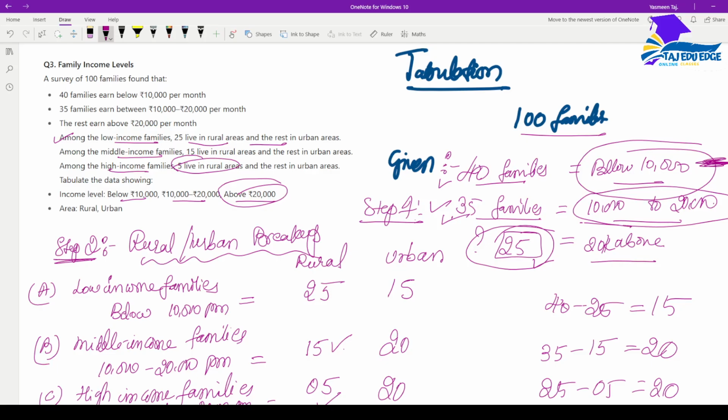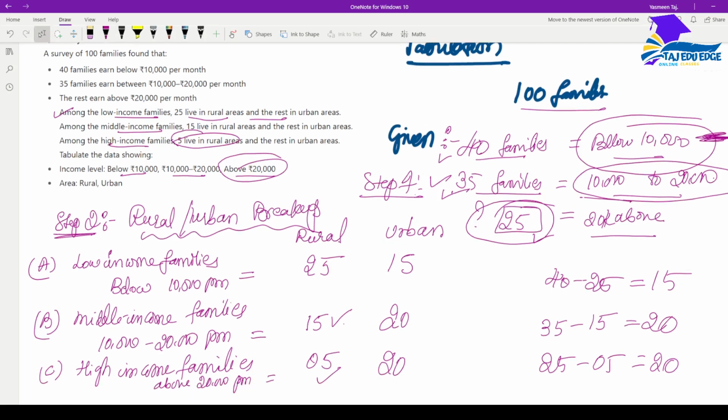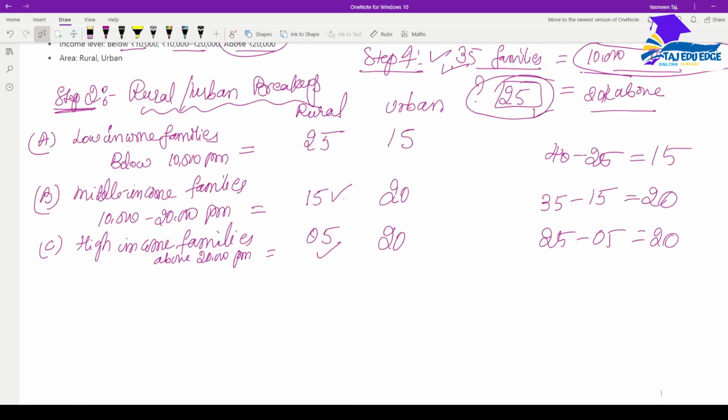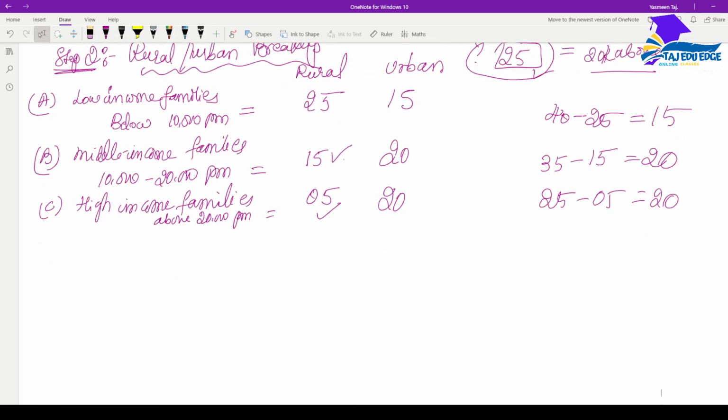It is just that you need to spend some time and have all the data which is required to tabulate it. Now, using this data, can we tabulate? Let's see.